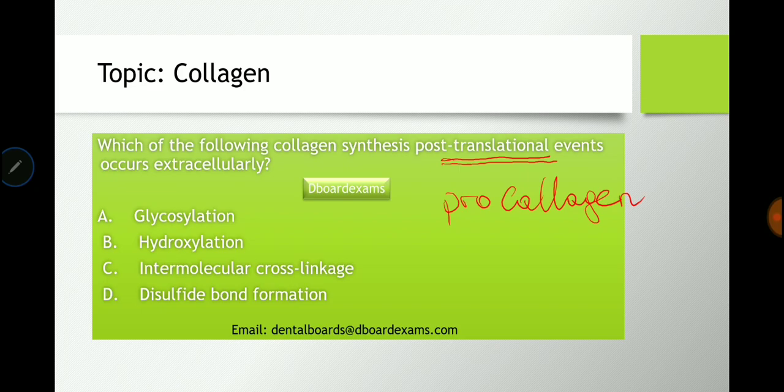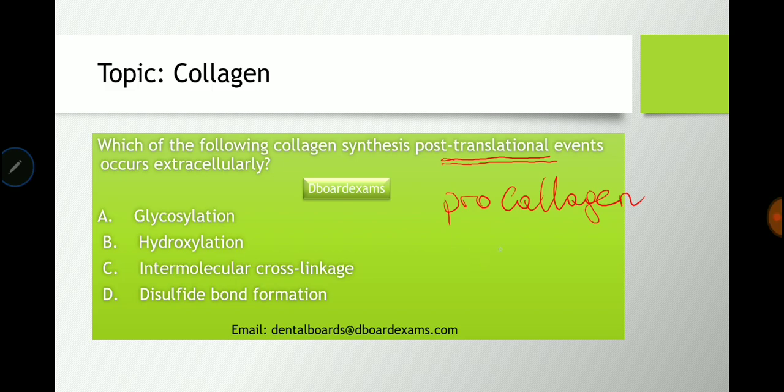Now the answer here, just so that I give you the answer, is going to be intermolecular cross-linking. Usually the collagen peptides are formed, and then three of them are cross-linked together to form the collagen fiber. And this process happens outside the cell.